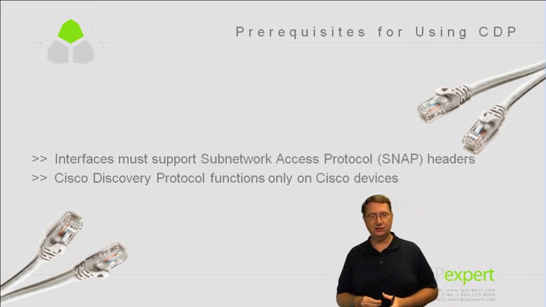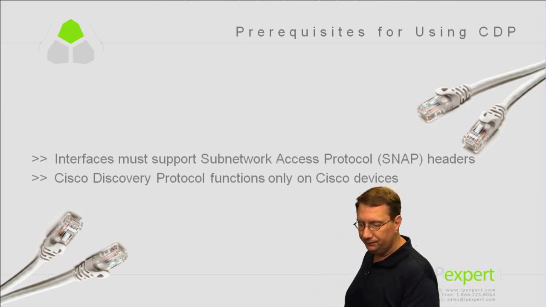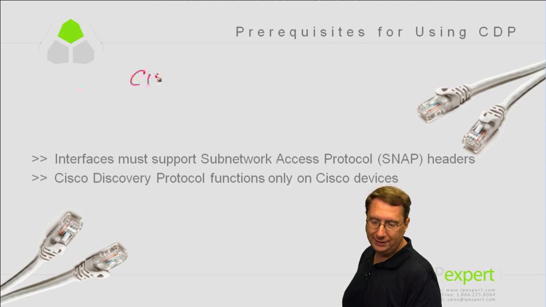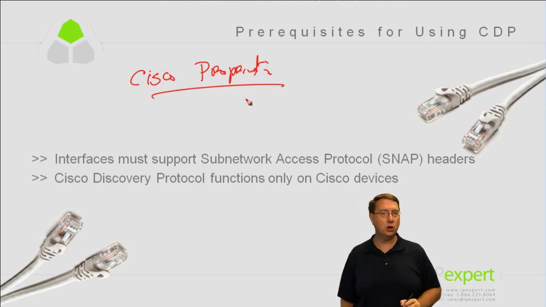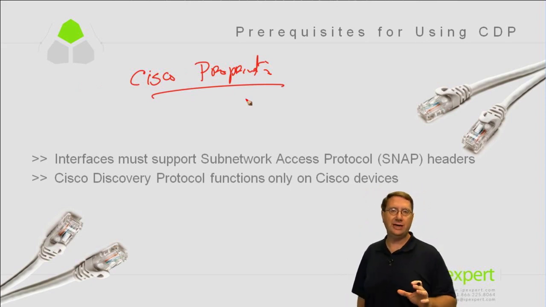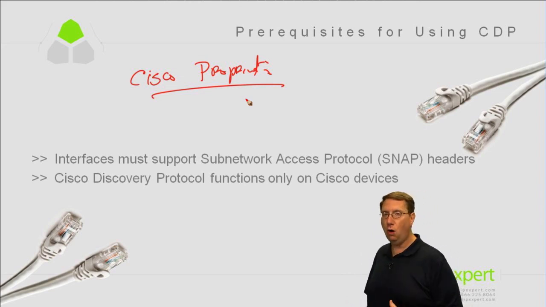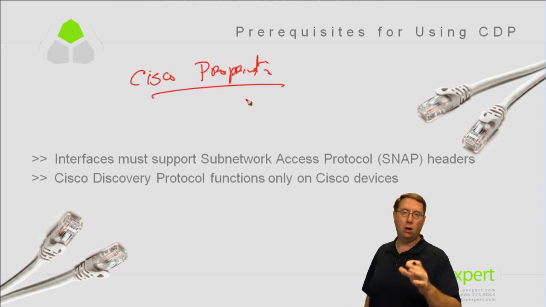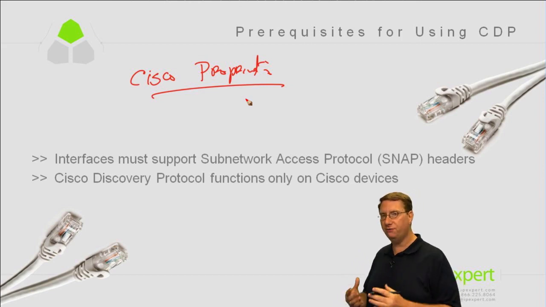Now, the other part of this is we also have to recognize that CDP is Cisco proprietary. In fact, it's Cisco proprietary, but it was so useful that the industry standards body decided to make their own version of a protocol called Link Layer Discovery Protocol, which we're going to be talking about in the next lesson. And they wanted to utilize it because CDP was such a powerful tool.